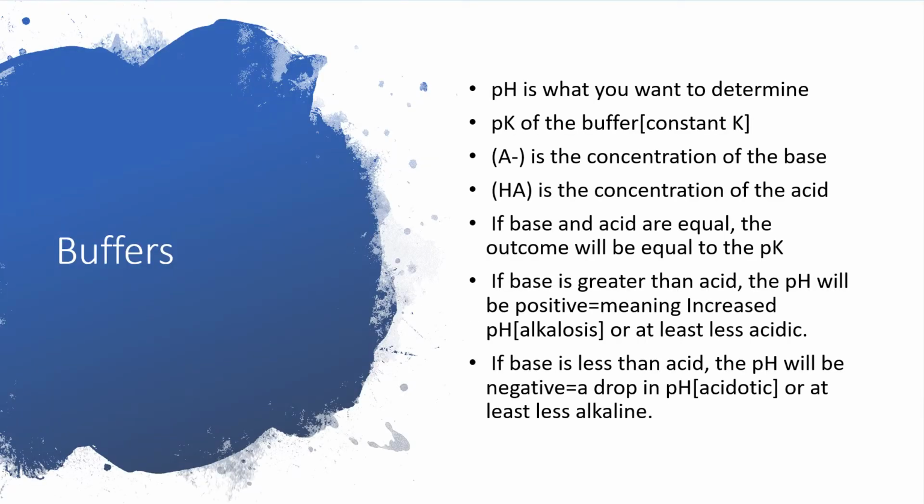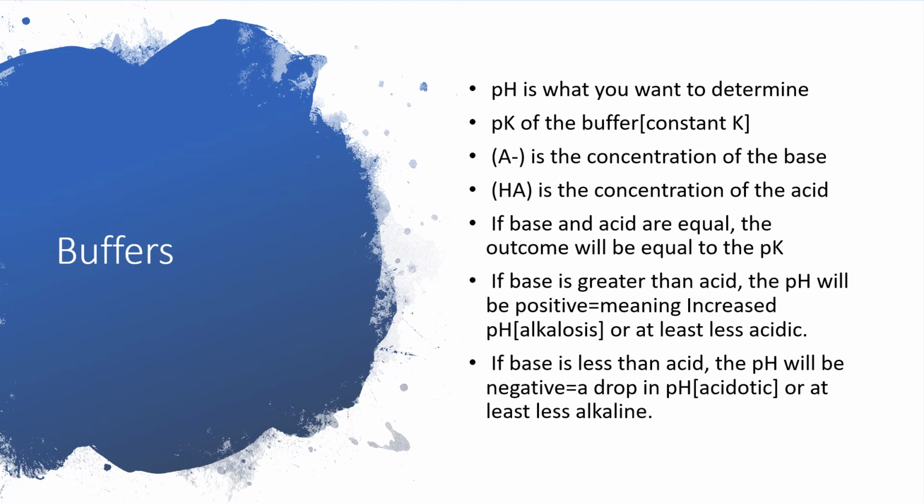Explaining further the Henderson-Hasselbalch equation that we just saw on the previous slide, pH is what you are trying to determine, right? The pKa of the buffer is the constant K, while the A minus is the concentration of the base, while the HA is the concentration of the acid. If base and acid are equal, the outcome will be equal to the pK.